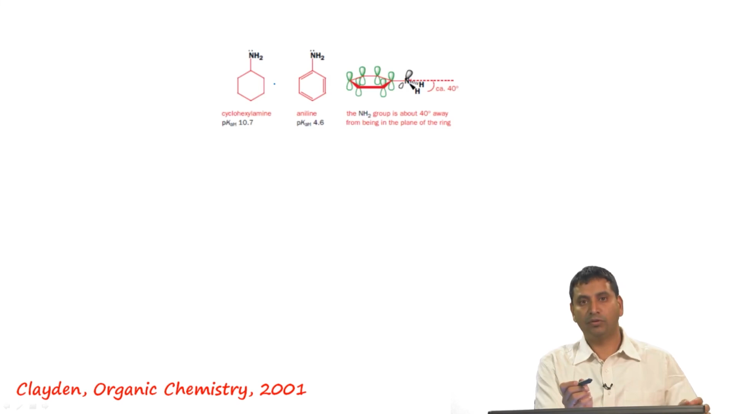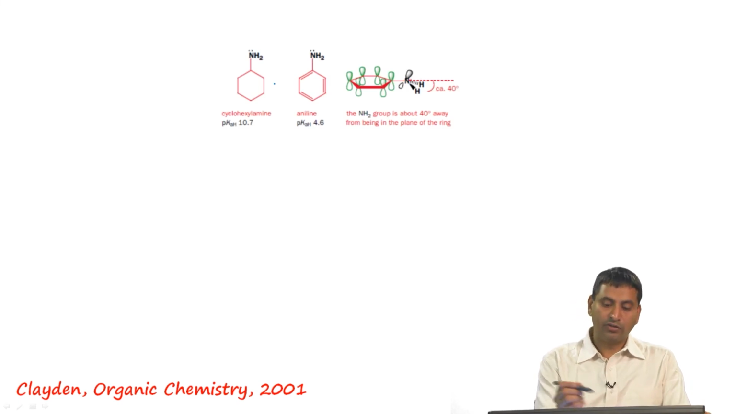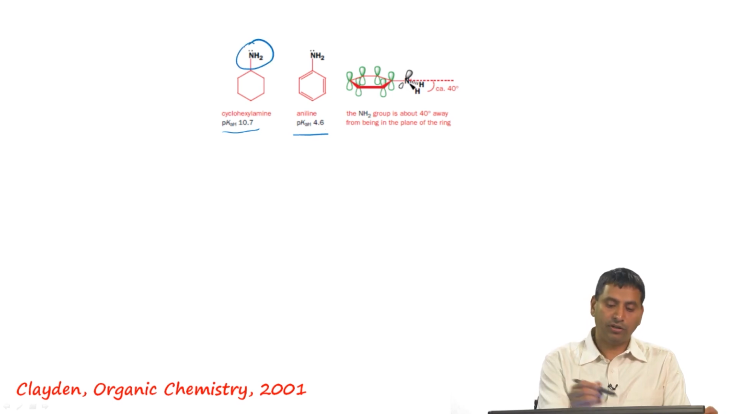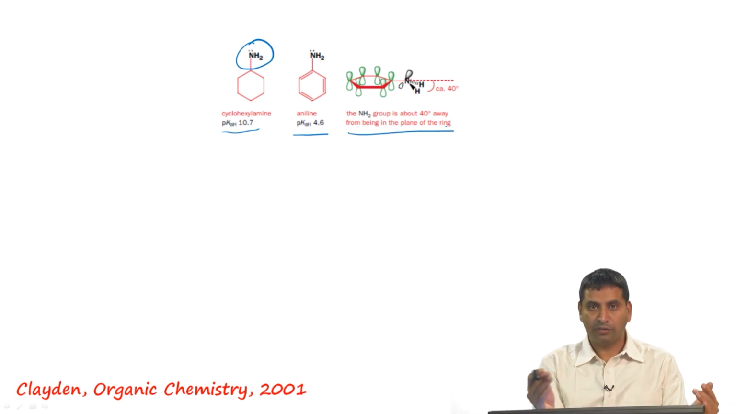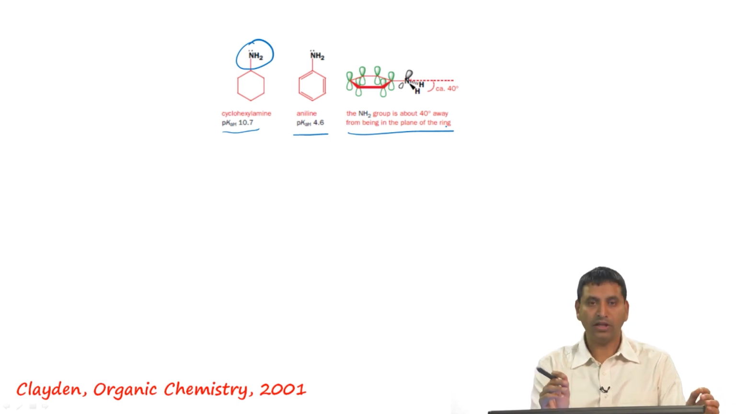Now, let us look at the example of cyclohexylamine and aniline. So, cyclohexylamine has a pKaH of 10.7, whereas aniline has a pKaH of 4.6. So, what happens here is that NH2 here is quite available for donation. In the case of aniline, since it is about 40 degrees away from being in the plane, it is not participating in resonance as much, but it does have the opportunity to have some delocalization. Therefore, the pKaH of aniline is lower than the pKaH of cyclohexylamine.